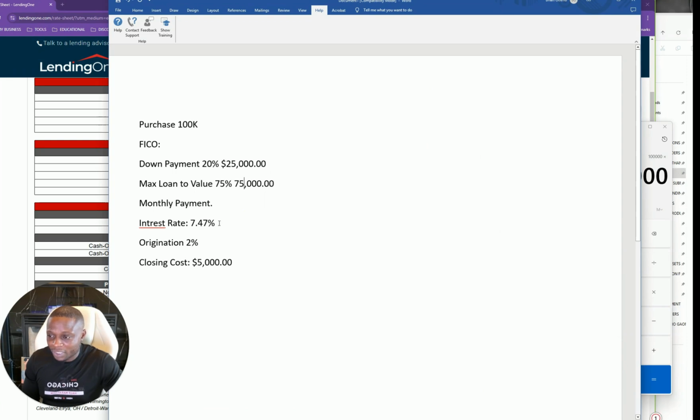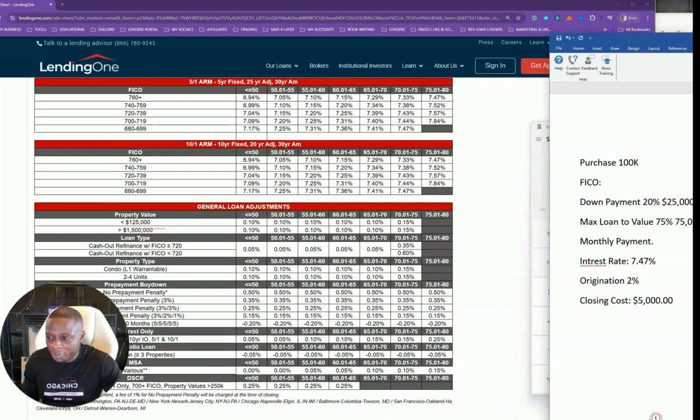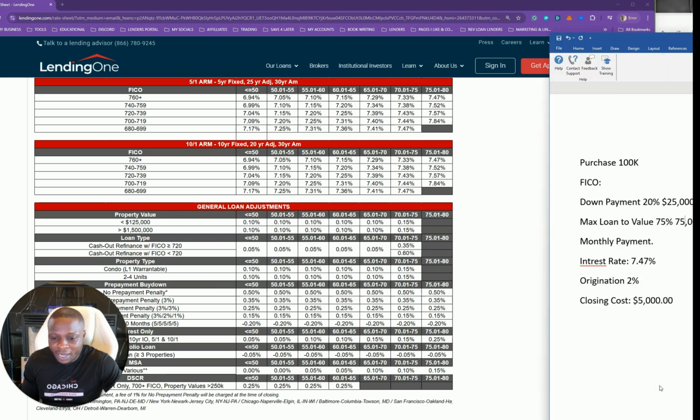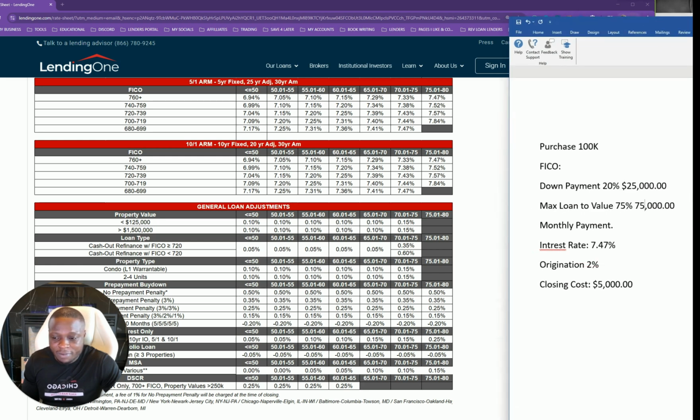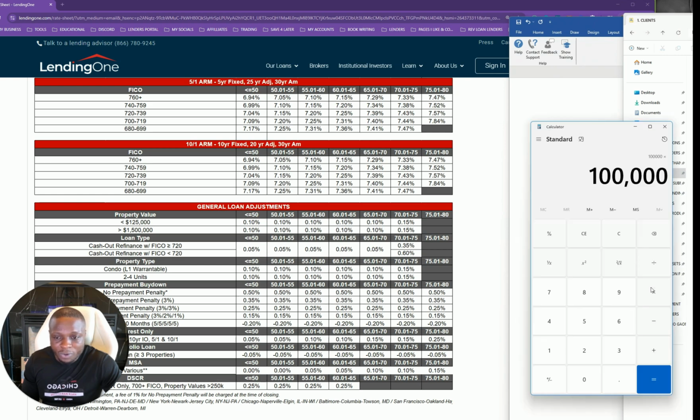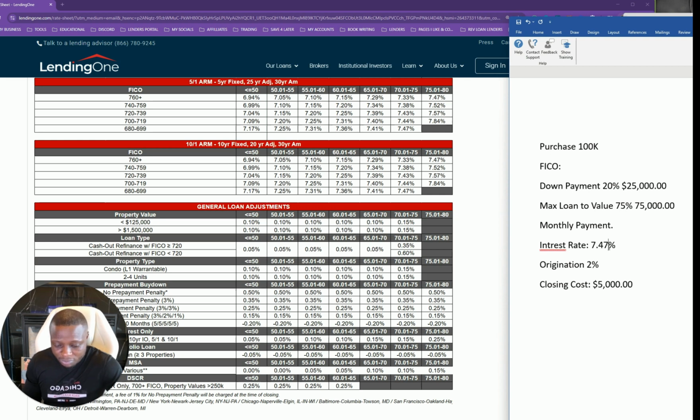Now, interest rate is 7.47, but there is an adjustment here that we have to make. What is the adjustment? We have to add an additional 0.15. Why? Because the property value is less than that 125 that this specific lender has an adjustment for the value of the property. Now, what does that mean? That means that 7.47, we got to add 0.15%. So their rate is actually 7.662. As of right now, we're not done yet with the adjustments, okay?